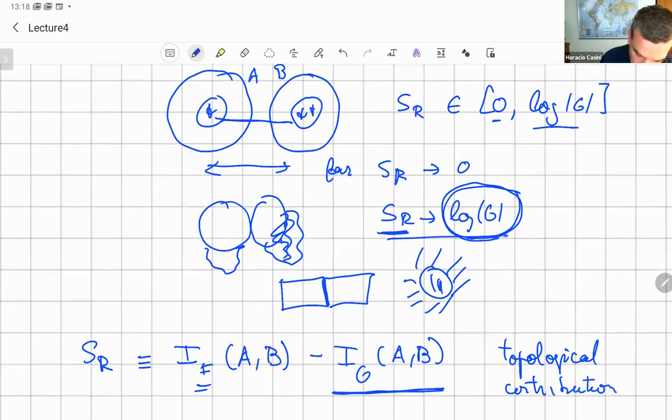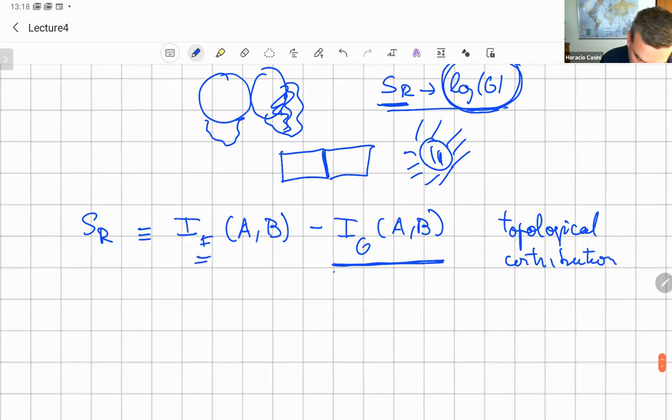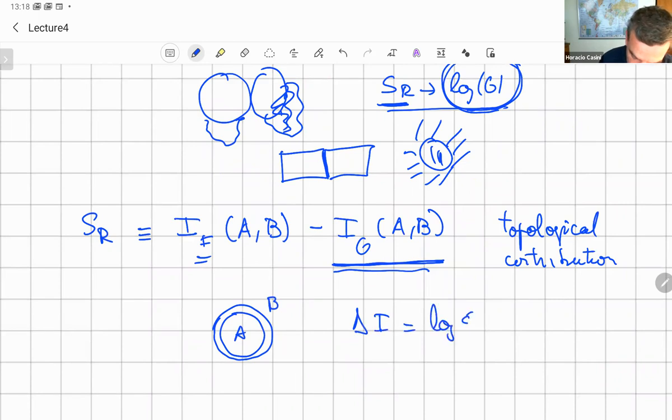And in fact, if you think of the mutual information as a regularization of the entropy, you have delta I equal to log G for very small epsilon. So it means that the area terms in the two mutual informations, as the regions approach each other, cancel, they are equal, but there is a difference in the constant term.